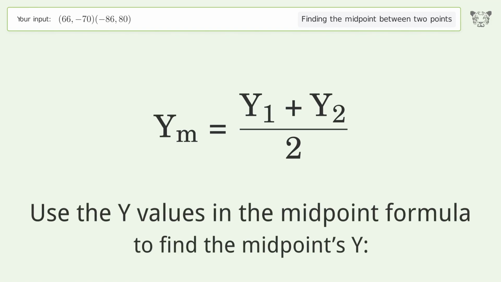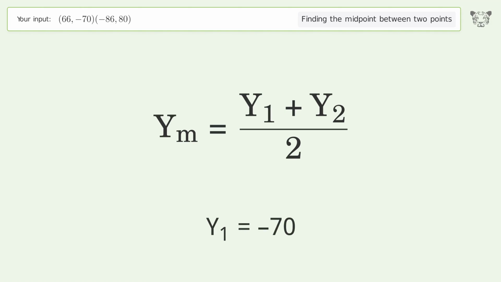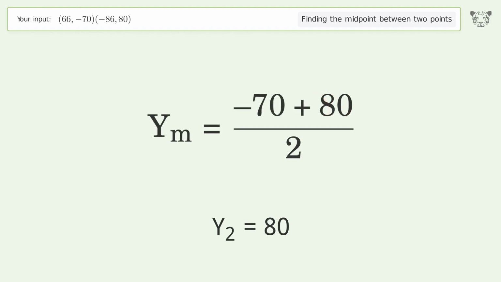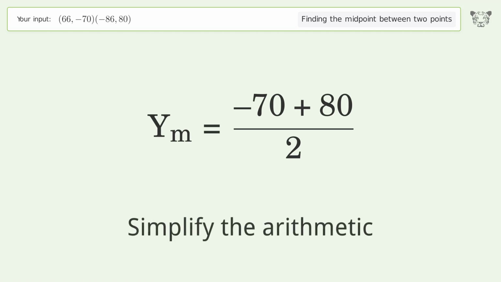Use the y values in the midpoint formula to find the midpoint's y. y1 equals -70. y2 equals 80. Simplify the arithmetic.